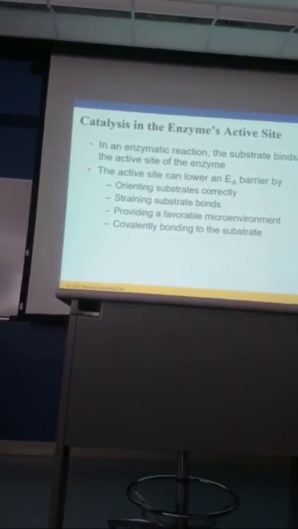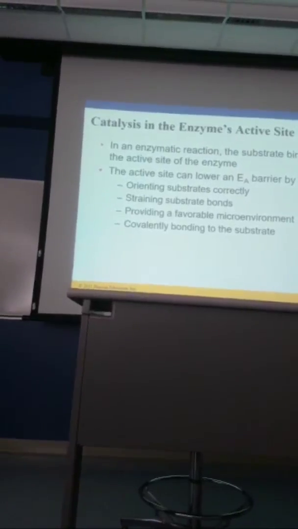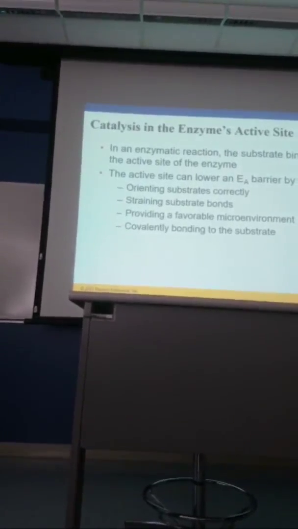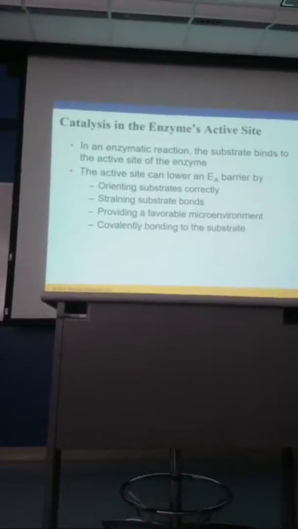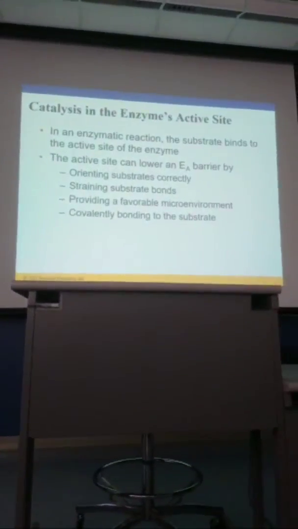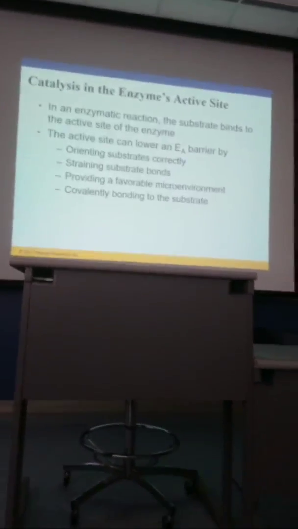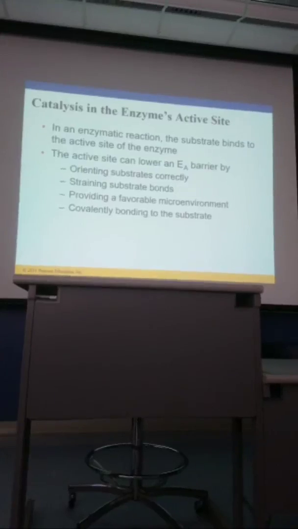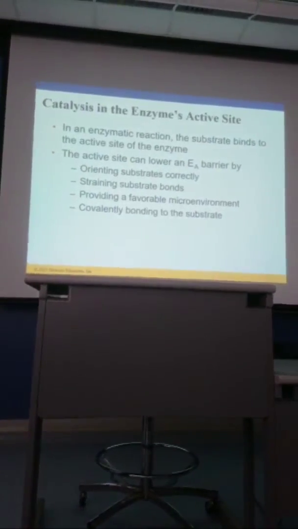Covalently bonding means it can hold them tight into position. Providing a favorable microenvironment, it surrounds them, prevents anything else from interfering with the reaction. It gives them a good, clean environment in which to react. Straining substrate bonds, that means it can pull on that substrate. Orienting the substrate so they're in the proper position.